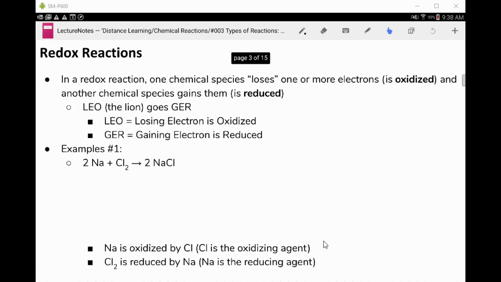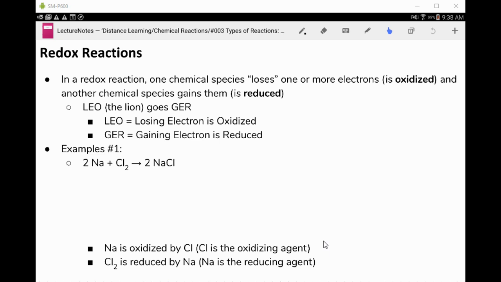Now, we're going to talk more about redox reactions to start because there's more different subtypes in there. So a redox reaction is, like I said, when an electron is gained or lost by one of the species, leading to what we call one of the chemical species being oxidized when it loses an electron, whereas the other chemical species that gains it is going to be reduced. This is often remembered by the mnemonic phrase, LEO goes GER. So losing electrons is oxidized or oxidation, gaining electrons is reduction.